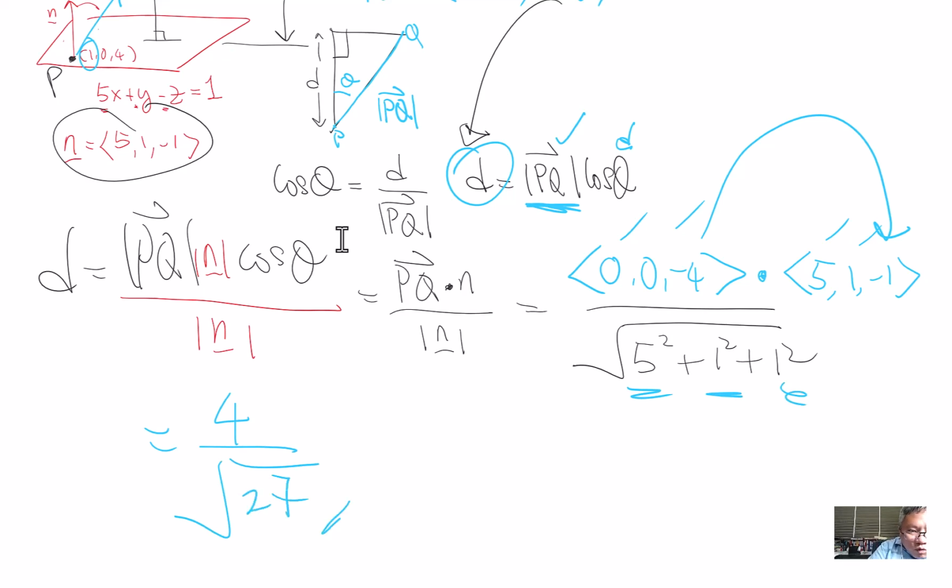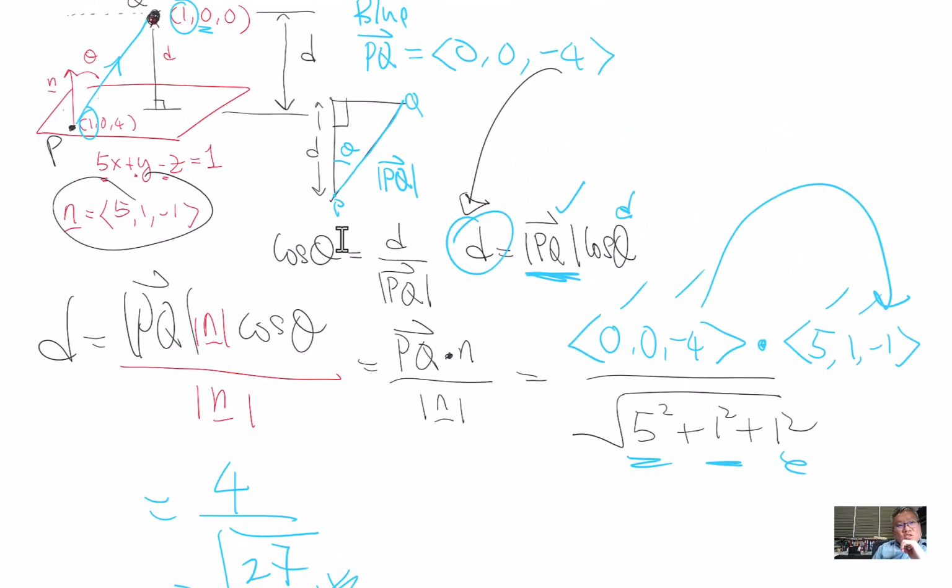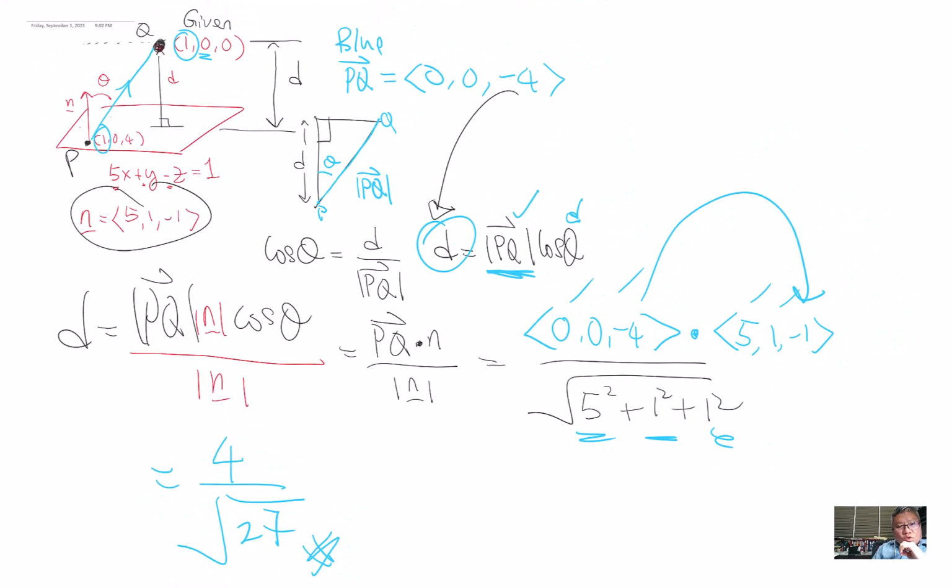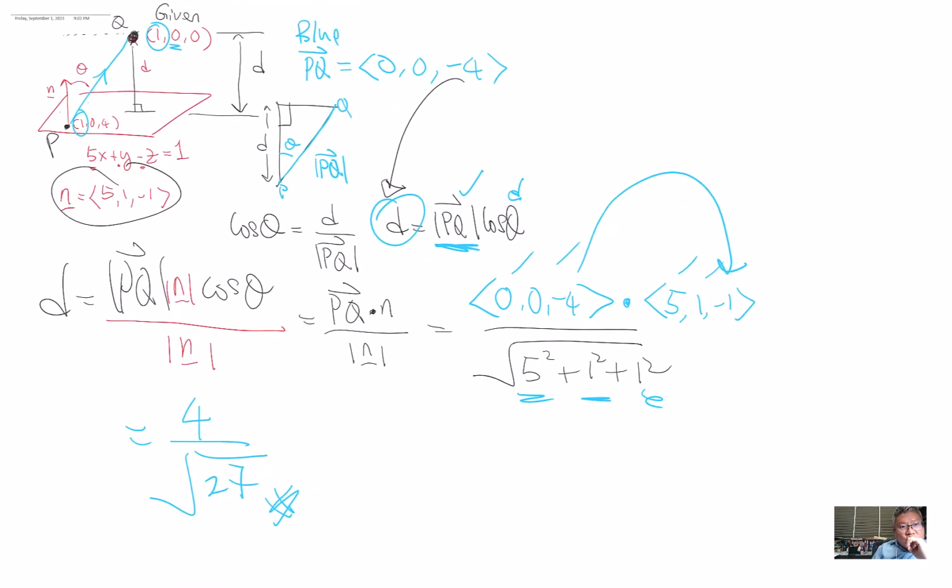So 4 over square root of 27 is the answer to the question that we asked, which is: what is the shortest distance between that point and the plane? Okay, you see that? Let's just hold on for a minute and look at this whole picture here.